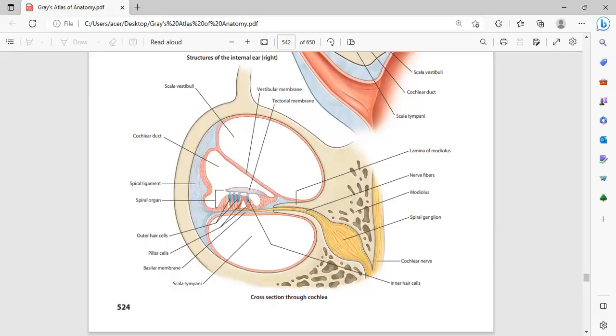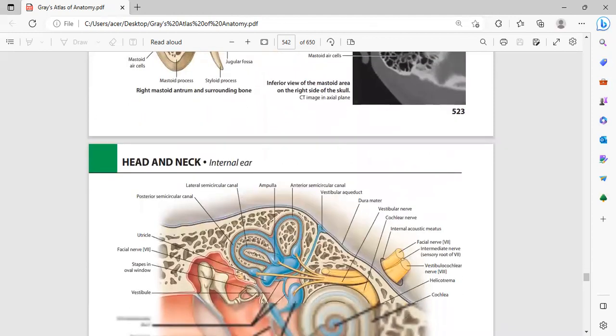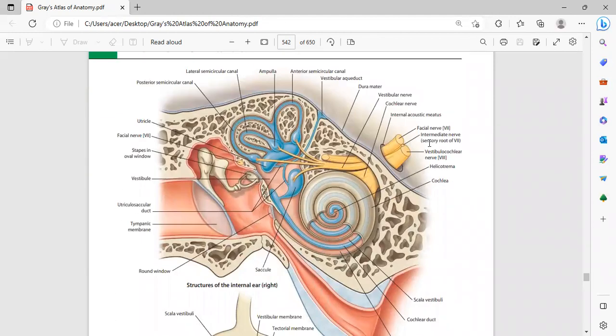Okay, so now talking about the nerve supply, we know that the vestibular cochlear nerve enters the ear through the internal auditory meatus. Okay, so this is the internal auditory meatus. The vestibular cochlear nerve enters through that. Once the vestibular cochlear nerve enters, it divides into a cochlear nerve and a vestibular nerve.